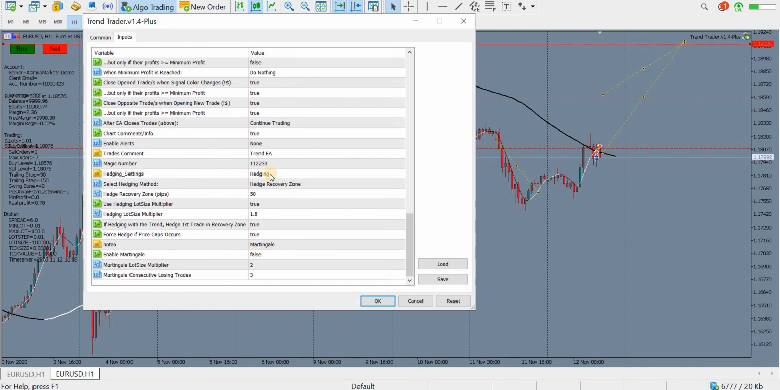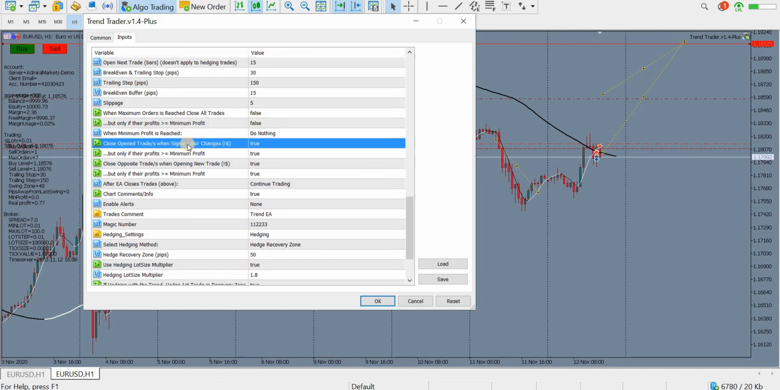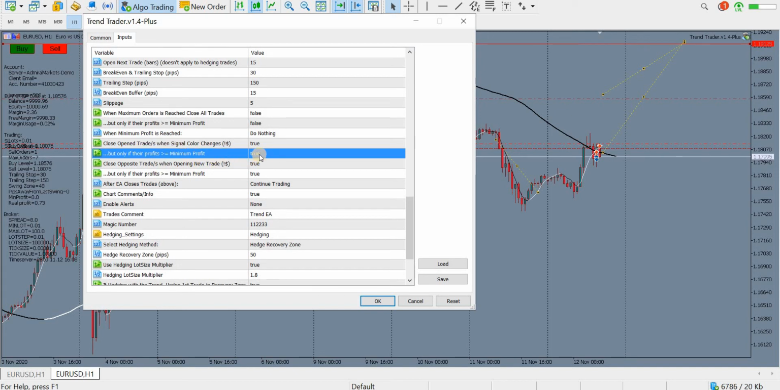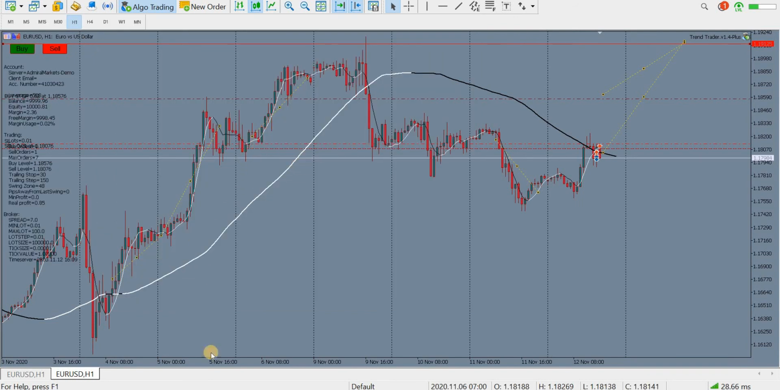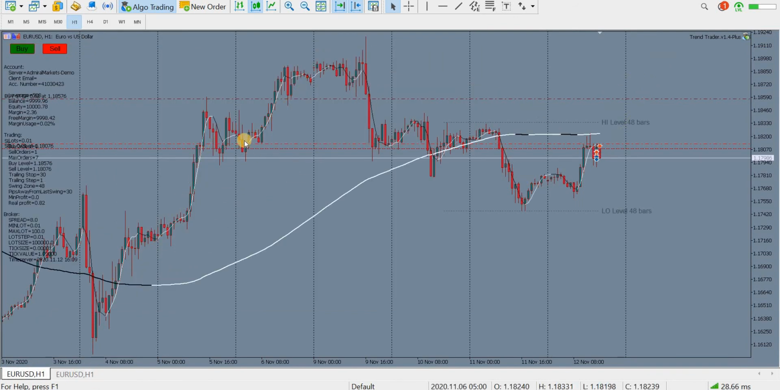Now, that's about this option. And there's also the option, if you decide to close an open trade when the signal color changes, you can also do it only if the profit of that trade, or the trades, if there's more than one, is bigger than minimum profit. So maybe you want to lose some money, and that means that... where was the other example? This one with a tighter signal line. Here, for example, the expert advisor will open this buy and it will close it here.